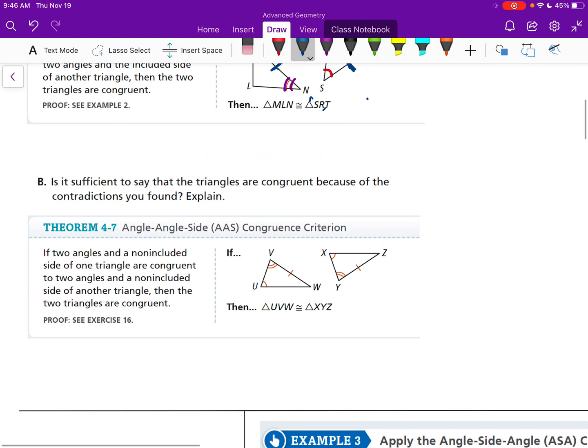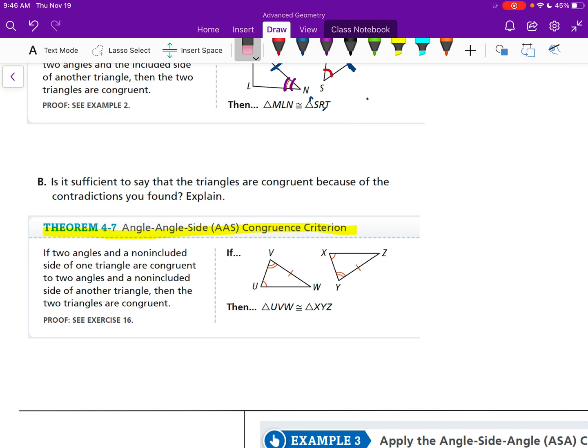Next one is angle, angle, side. This is our last triangle congruence theorem, and it is exactly how it sounds. If we know the two angles and then the next side are congruent to each other in two triangles, then the triangles must be congruent. And that is the non-included side of one of the sides. So if we have two angles and the non-included side of one triangle are congruent, then the two triangles are congruent. So an angle, and then a side.